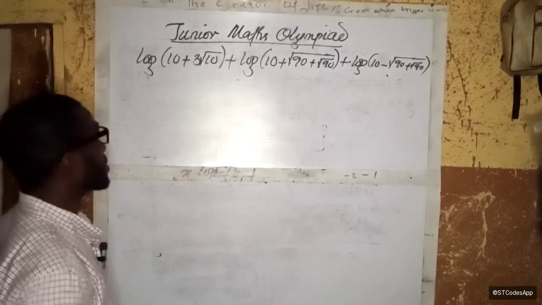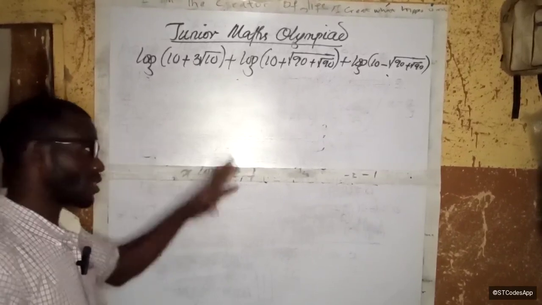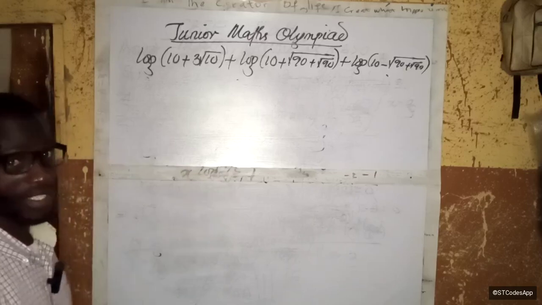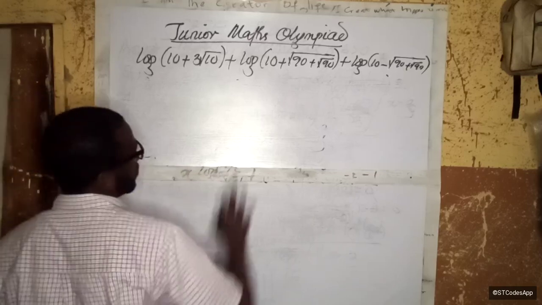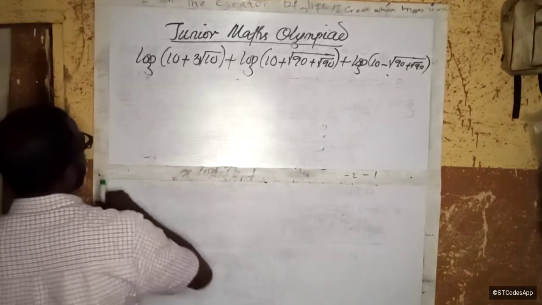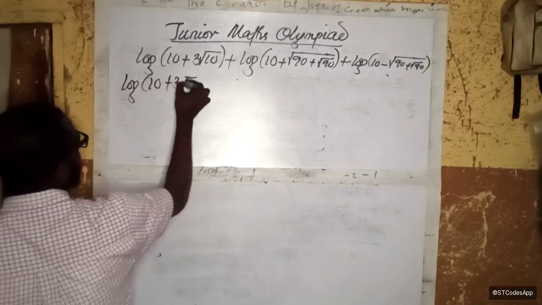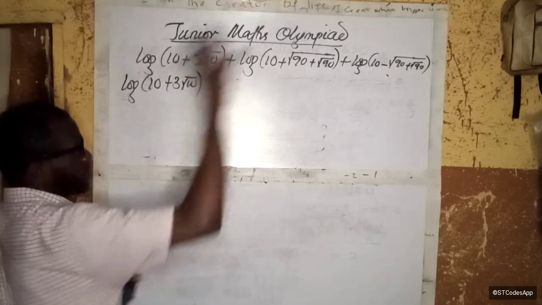In this video, we're going to be attempting this Junior Maths Olympiad question. And trust me when I say this question is just long for nothing. It's very simple. All right, we're going to start from that end. So we have log into bracket 10 plus 3 root 10. So we'll start resolving from that end.